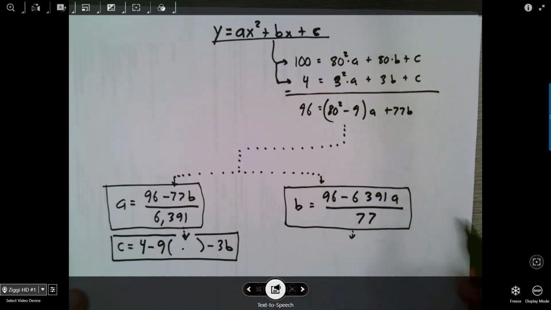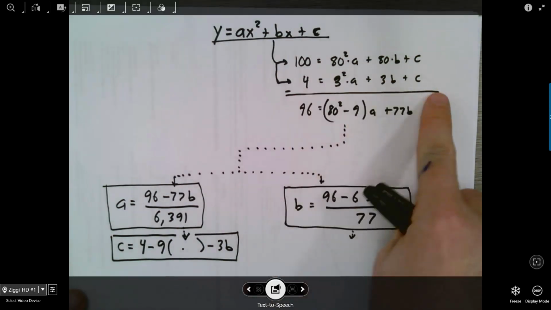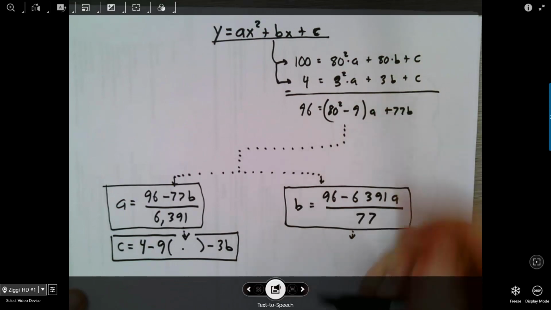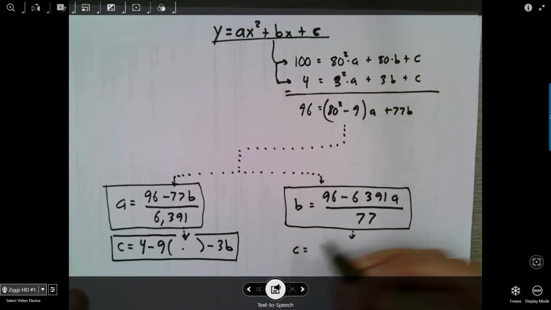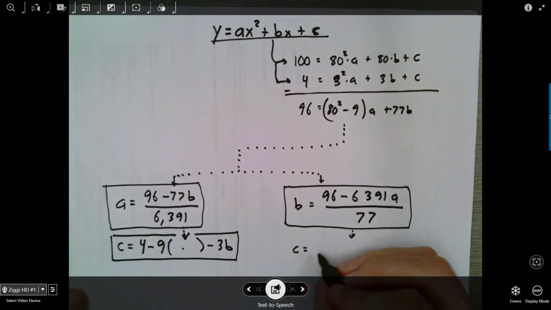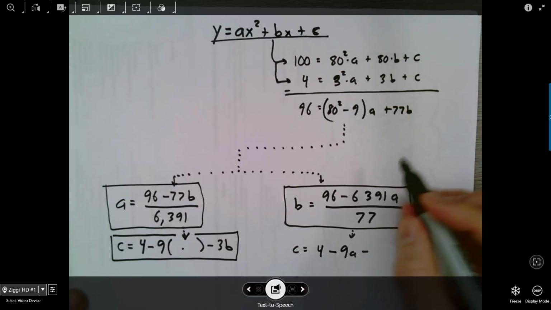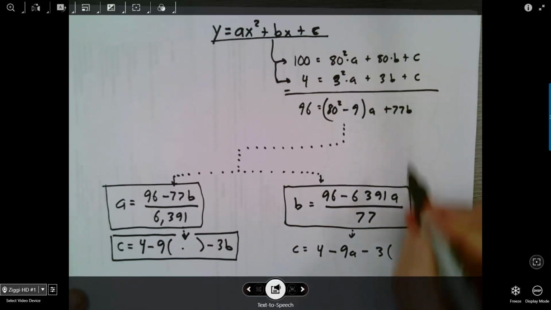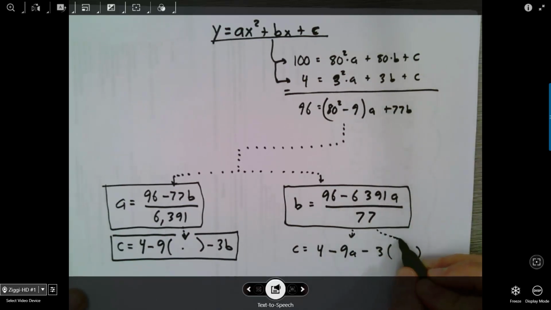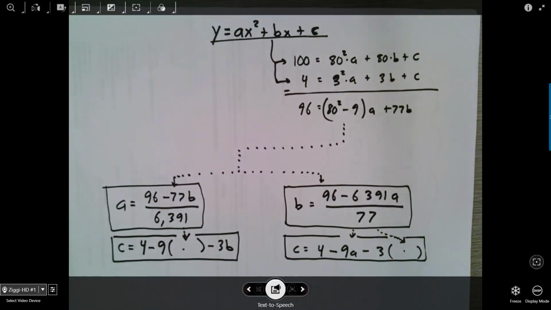Over on the other side, I could do the same thing. Let's pretend that we're taking that equation, only now we're going to substitute in for b. So isolating c is going to be 4 minus 9a minus 3b, but now my b value is given here. Like that.